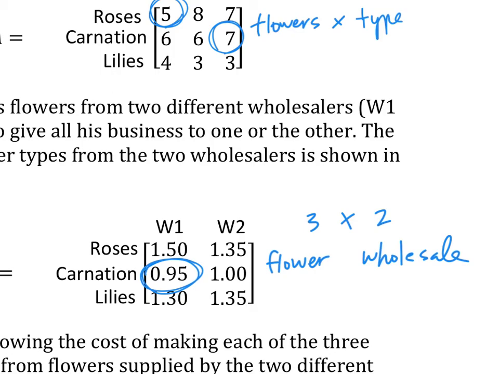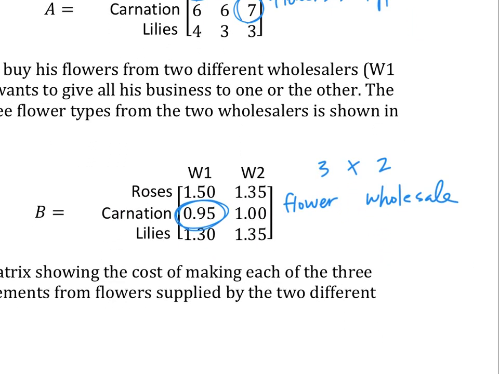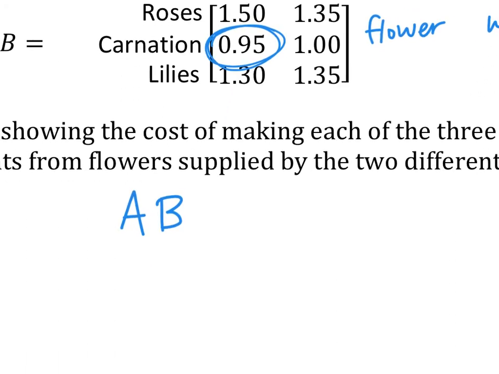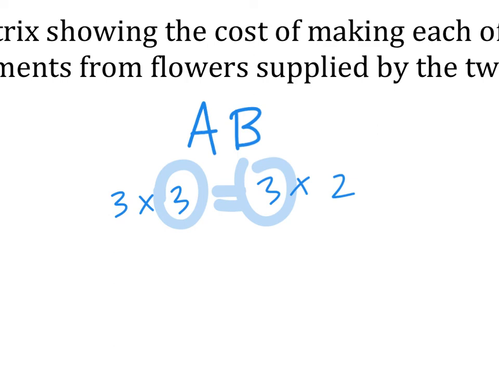Let's say that we multiply these together, and they name them A and B. Let's first check: does the size allow us to multiply them together? What's the size of A? 3 by 3. What's the size of B? 3 by 2. So can we multiply them? Yes. Remember, as long as the 2 numbers in the middle are the same, we can multiply. Okay, now let's look at the other. Not everything where the size matches can be multiplied.